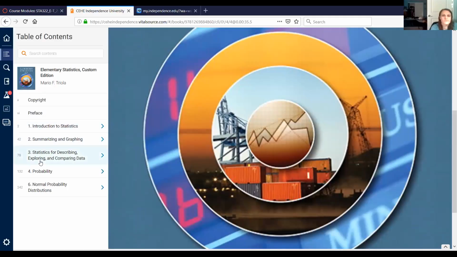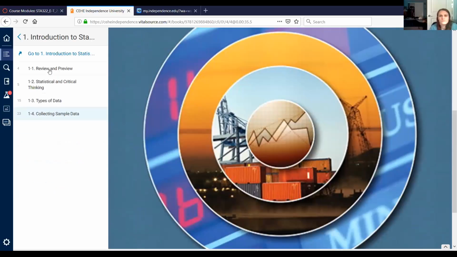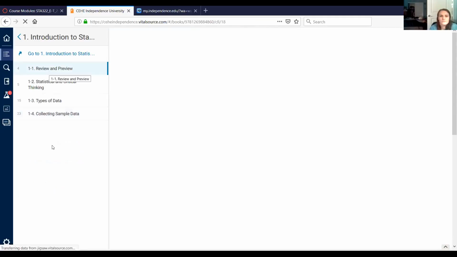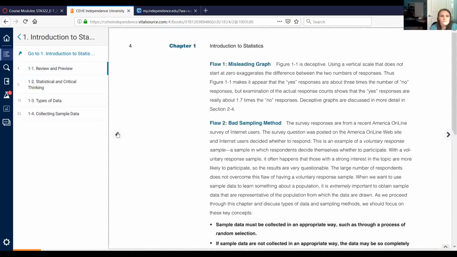Graphing, statistics, descriptive statistics, probabilities, and probability distributions. Those will be a lot easier. Some of these later concepts like probability distributions are going to be much easier to handle in the classroom. So I'm looking forward to being able to meet with you guys. So let's just take a look.